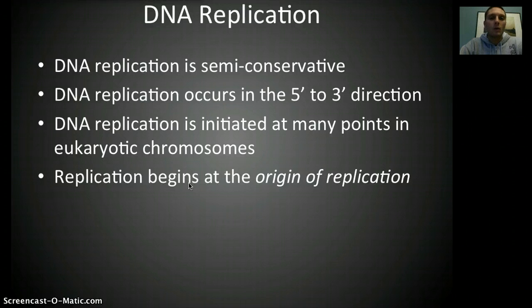Replication begins at the origin of replication. That's a specific spot. It's a specific section of DNA, or a specific gene section, that initiates replication at that portion. There's some interesting research being done on discovering exactly how this works. For our purpose, you just need to know that replication begins at the origin of replication.